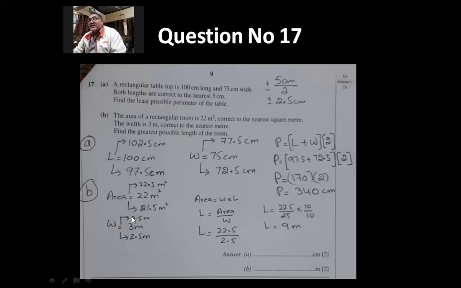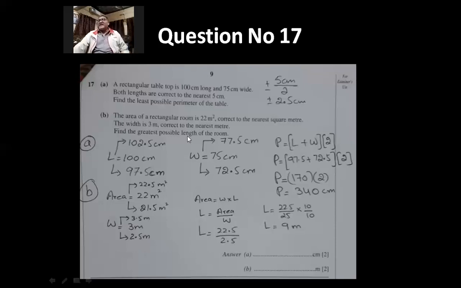Then the width is given, that is 3 meters, and that is correct to the nearest meter, which means 1 meter. You divide 1 meter by 2, you get 0.5 meter. So if you add 0.5 meter to the 3 meters, you get 3.5 meters, and that's the upper bound of the width. And if you want to find the lower bound of the width, you subtract 0.5 meter from the 3 meters, you get 2.5 meters. So now you have the upper and the lower bound of the width.